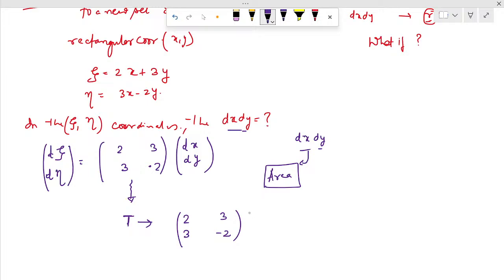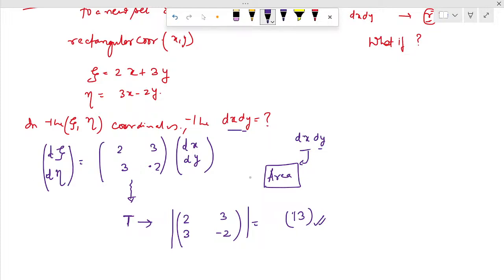Okay, just take the determinant of it and take a modulus value. So what would it be? It would be minus 4, minus 9. So if I take a modulus value, it will be 13. It will be 13, right?